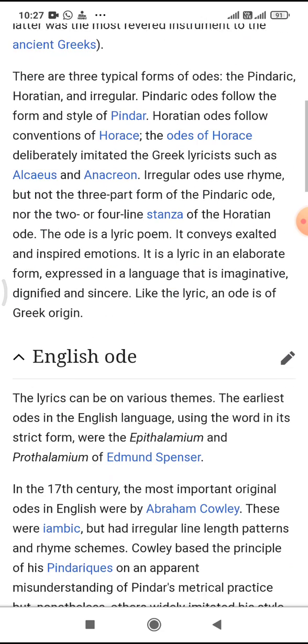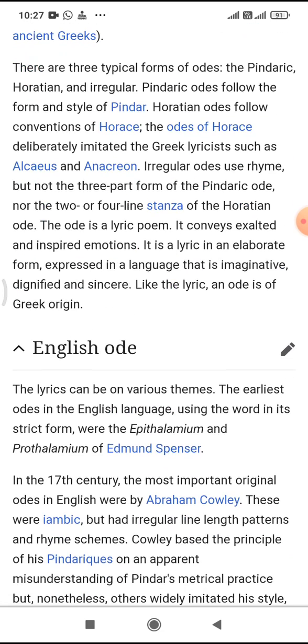There are three typical forms of odes: the Pindaric, the Horatian, and the irregular. Students, this can be asked in objective type questions. What types of odes are there in English literature? You can answer it in this way.